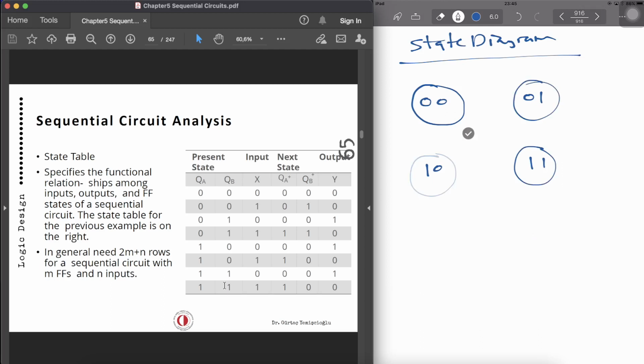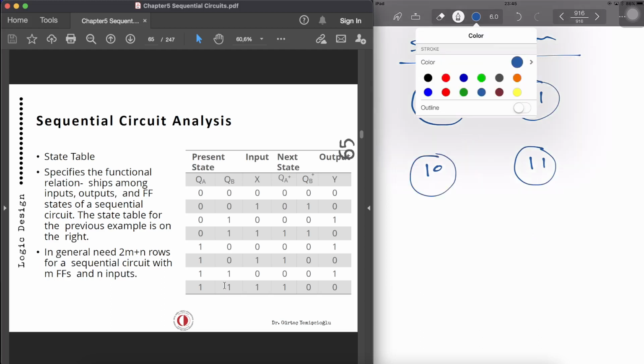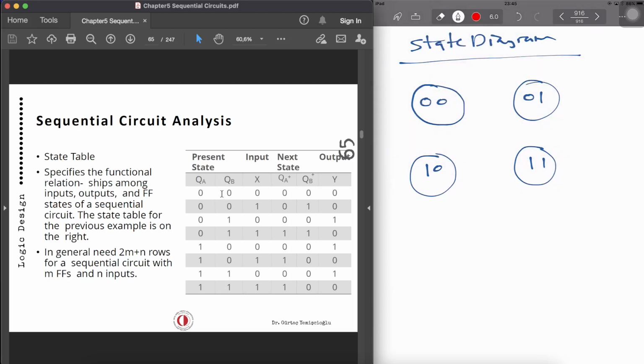Then we look for the conditions. So for example, when we are in state 0 0, if the input is 0, we wait in 0 0. So I can say that when I'm here, input is 0, I wait there. And the output is also 0. Now, as this is a Mealy machine, and the output is changing based on X and the present state, I have to write my output next to my input.